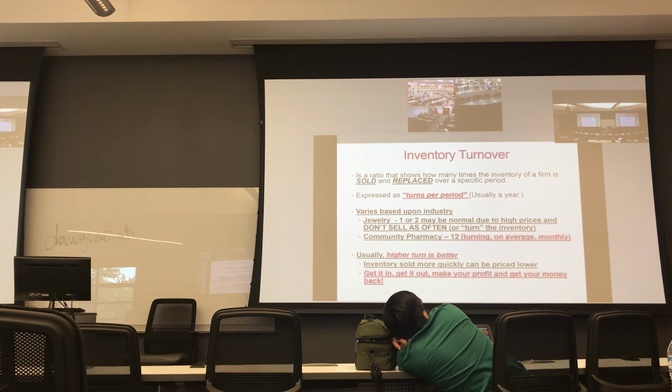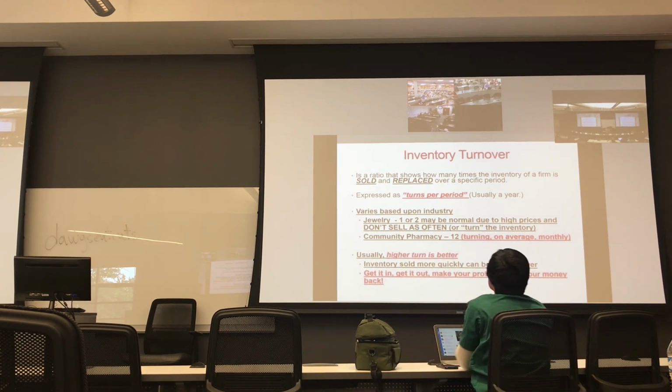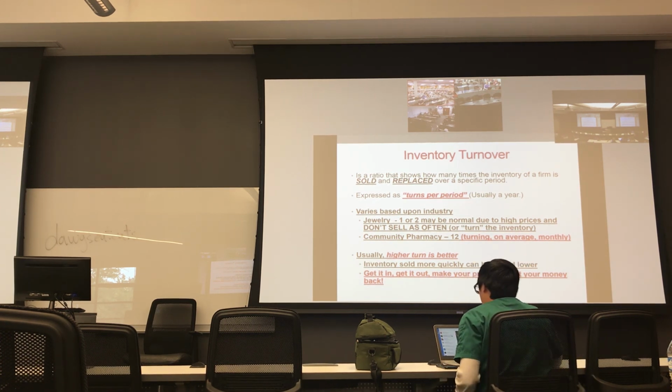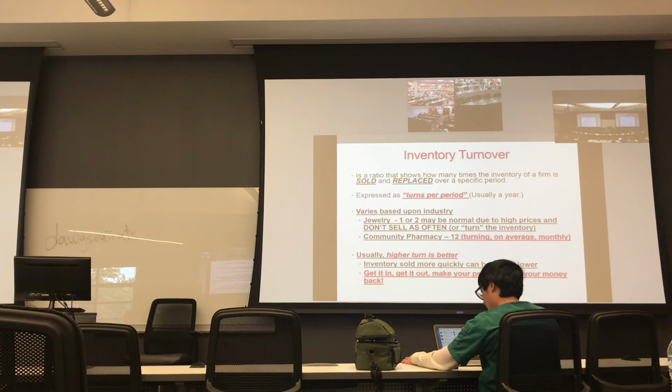So this is what I'm talking about: turns. They usually call it turns per period. If you think about your inventory in a community pharmacy, it says we want it to be about 12. So what does that mean? If it turns 12 times, what we got in goes out, in and out, in and out. And if the number is 12 for a year, on average, once a month, you turn all the inventory.